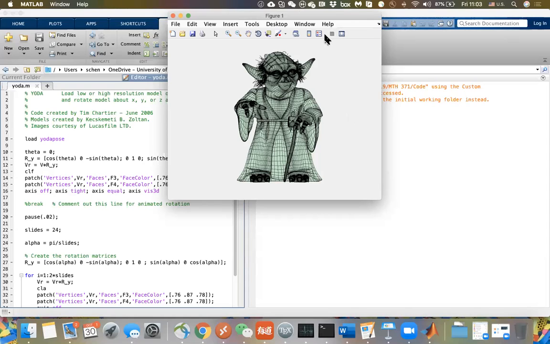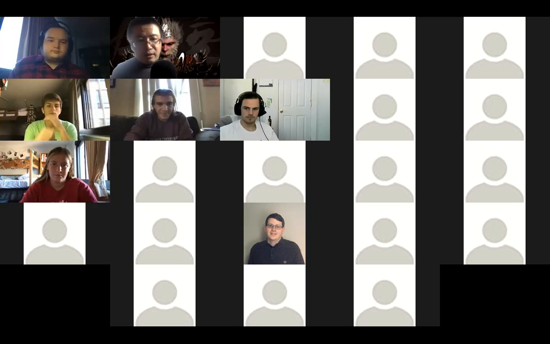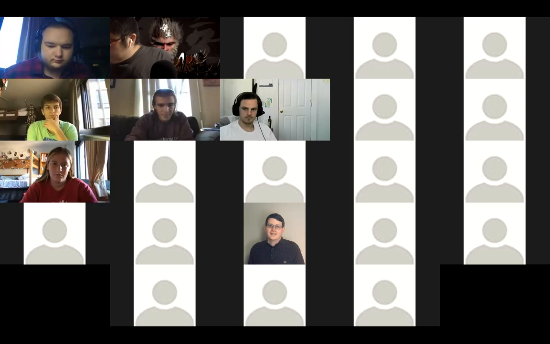By the way, if you take linear algebra, if you take mine, this will be your first homework: to make Yoda rotate in the way I want. You can make him flip upside down. You can make him rotate horizontally. So that's the idea of linear approximation.